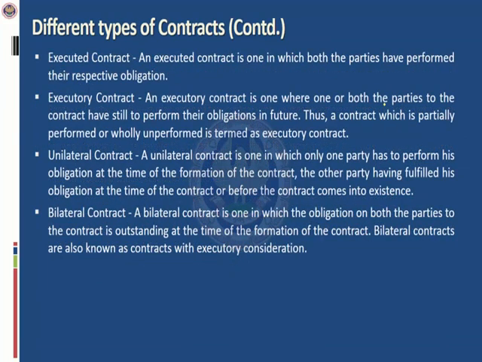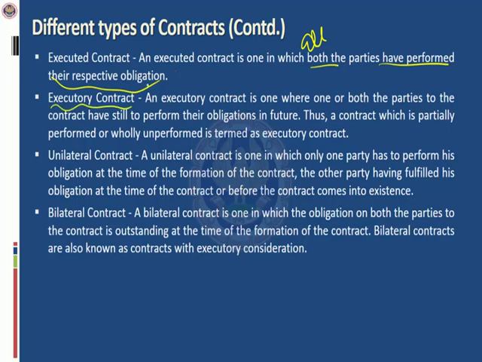Coming to the last, basis the performance, what types of contracts do I have? First, the executed contract. An executed contract is one in which both the parties, or maybe all the parties to the contract, have performed their respective obligations. So whatever was supposed to be done has already been done by all the parties to the contract. That's executed because my subject matter has already been completed.